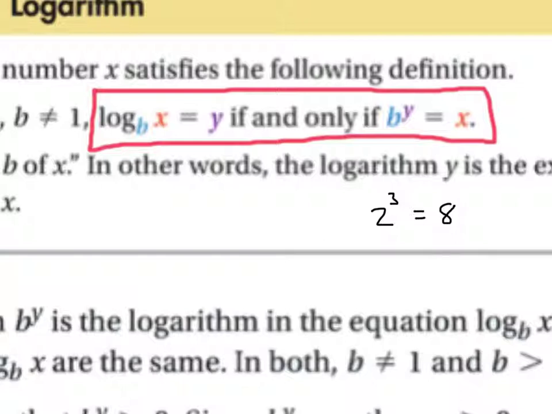Well, what a log does, remember I said a log is an exponent. A log allows us to solve for exponents. Okay? That's what it allows us to do, to solve for exponents. So, for example, logs allow us to ask the question, how many 2's do I multiply to get 8? Or 2 to the x power equals 8. Okay? So that's what a log allows us to do.